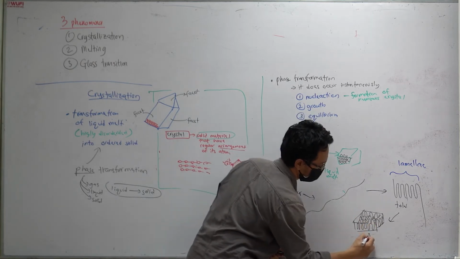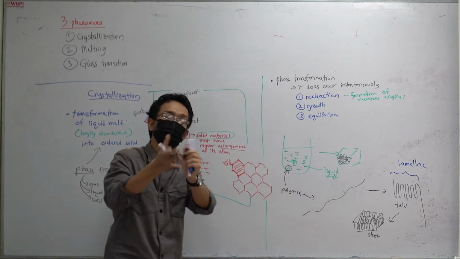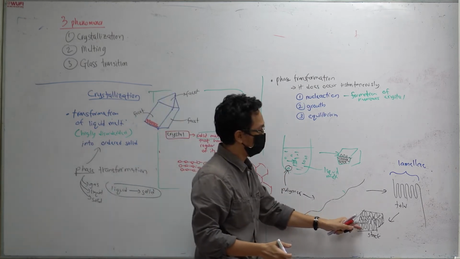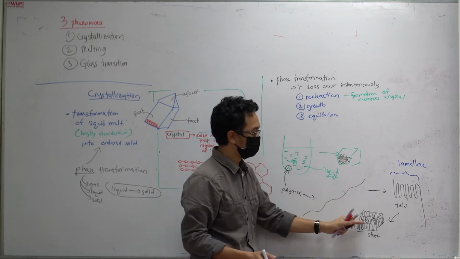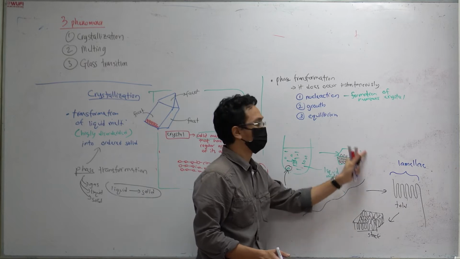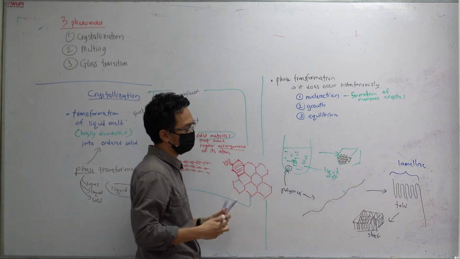Okay, so this stack is stack. So the lamellae can stack on each other. However, in polymer, this doesn't happen throughout the bulk material. What normally occurs is that you have something like this.